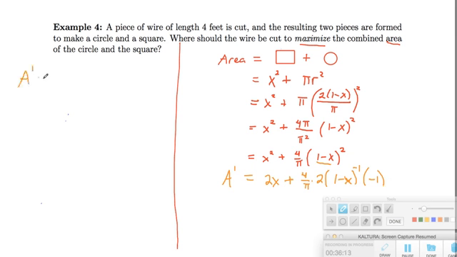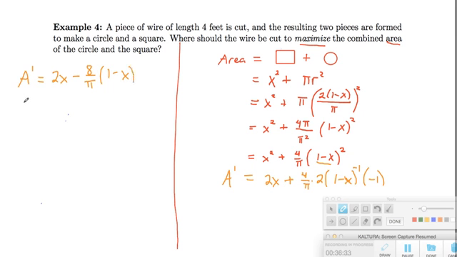So my derivative really simplifies down to 2x minus, because of the negative here, this is 4 times 2 is 8, over pi times 1 minus x.